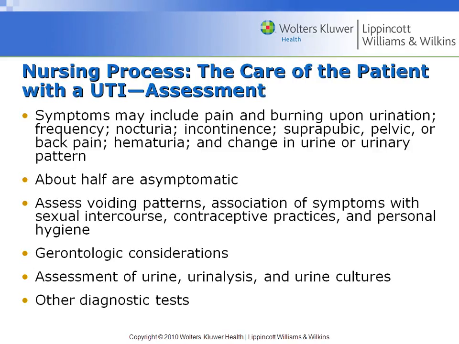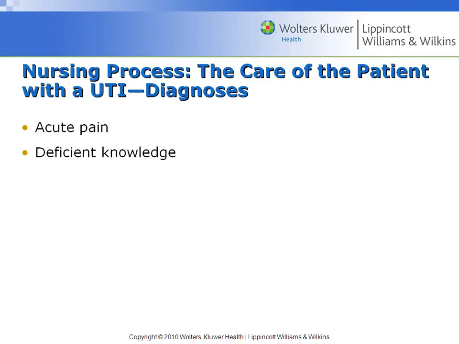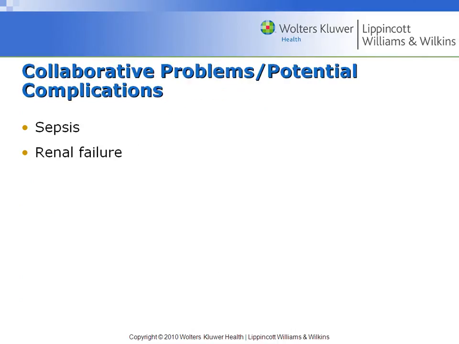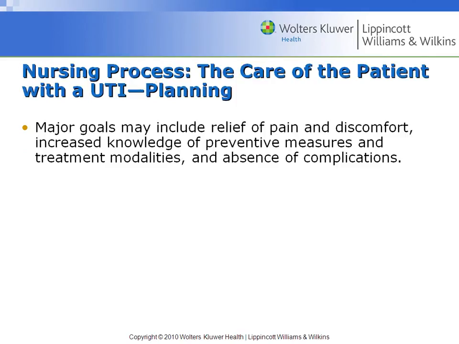Association of symptoms with sexual intercourse, contraceptive practices, for example, women using a diaphragm, personal hygiene, gerontological considerations, as specified in your book, assessment of urine, urinalysis and urine cultures. Other diagnostic tests may be necessary. Diagnosis: acute pain, deficient knowledge, sepsis, renal failure. These may be potential complications. Major goals may include relief of pain and discomfort, increased knowledge of preventive measures and treatment modalities, and absence of complications.